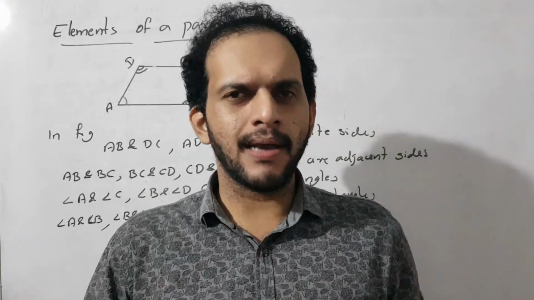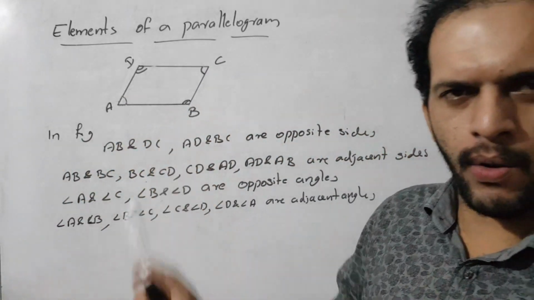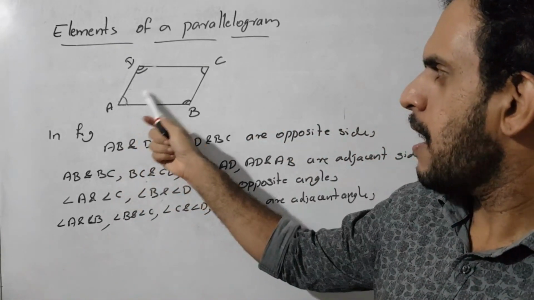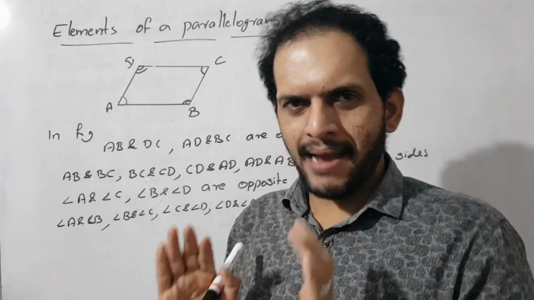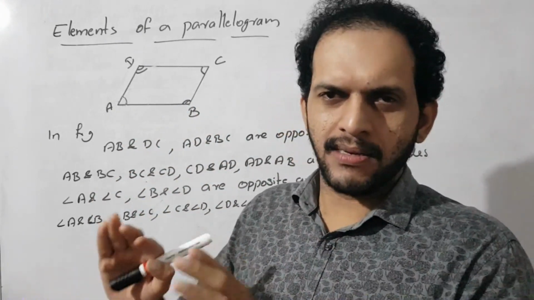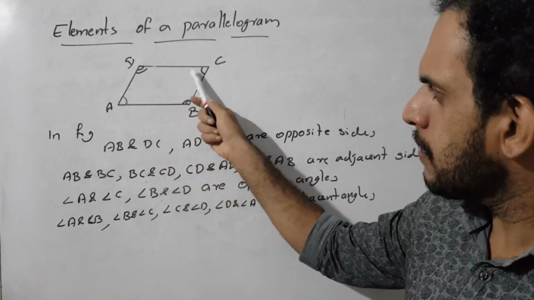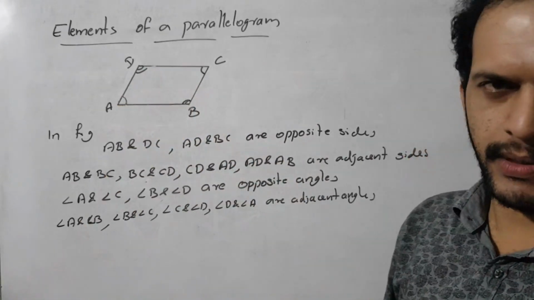Correct? Then how do we generalize? We generalize the idea like this. The case is not only for the parallelogram, but for all polygons. The angles and sides that lie opposite to each other are called opposite angles and opposite sides.